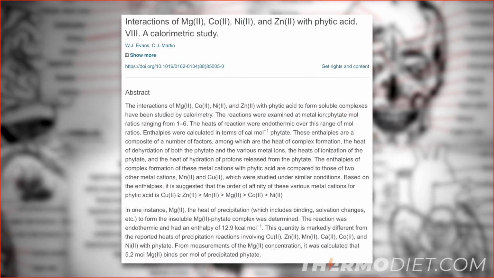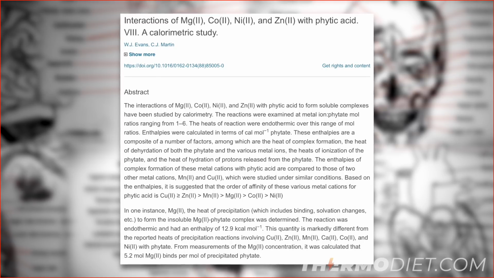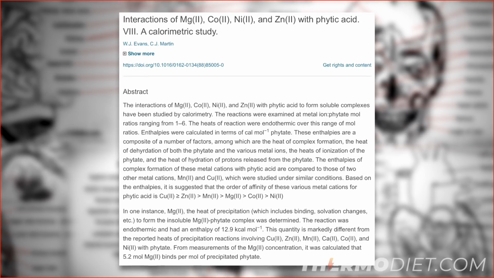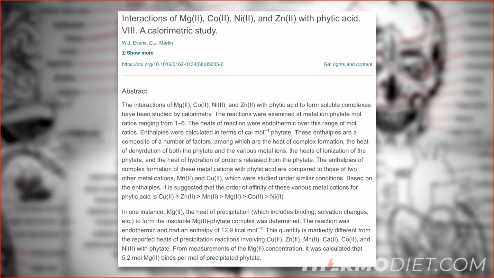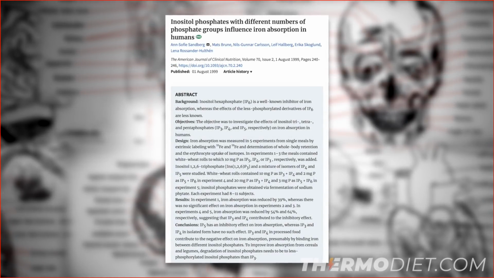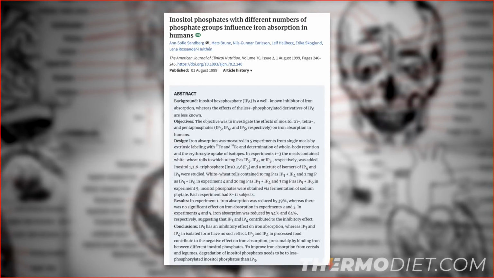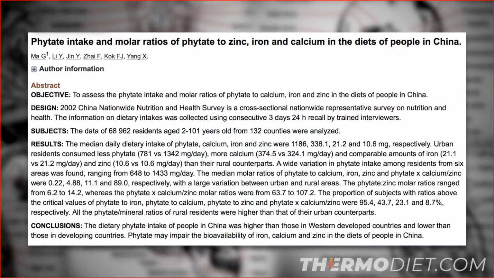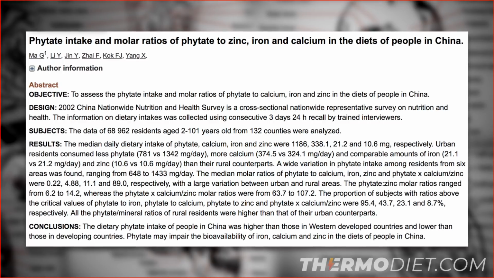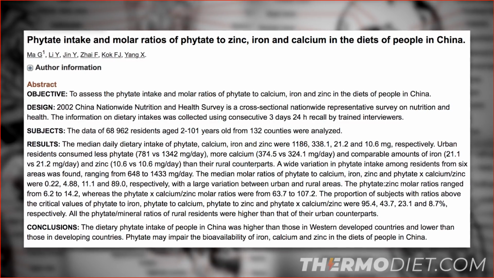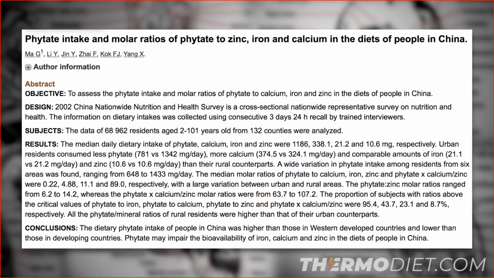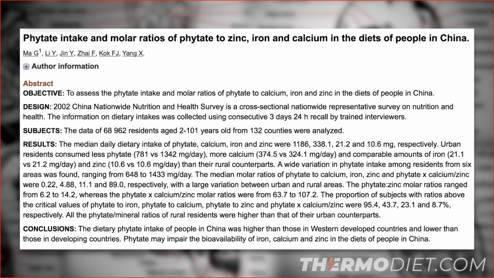They talk a bit about the chemistry with a calorimetric study with several minerals and their binding potential with phytic acid. In this one, it shows that the effects of the phytates with a different number of phosphorus still had inhibitory effects on iron absorption. This study looked at the effect of phytic acid in the diet of people throughout China and concluded that it does have an inhibitory effect on iron, zinc, and calcium absorption. So we're seeing these patterns. I mean, this stuff's proven over and over and over again.